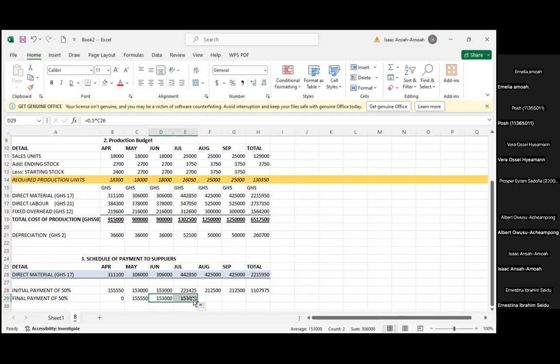and then that will be also 153,000. The other half payment of July's direct material purchase will come in August, and then that will be 221,425. The other half payment of August will come in September. All right.